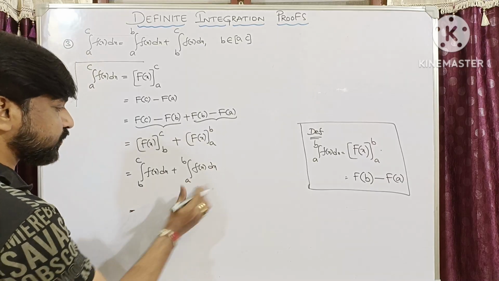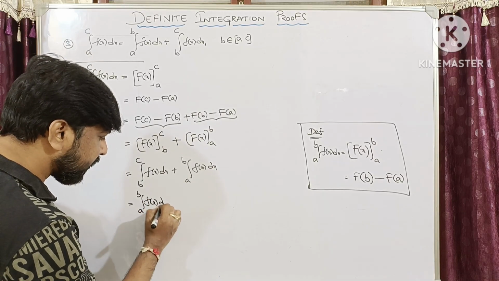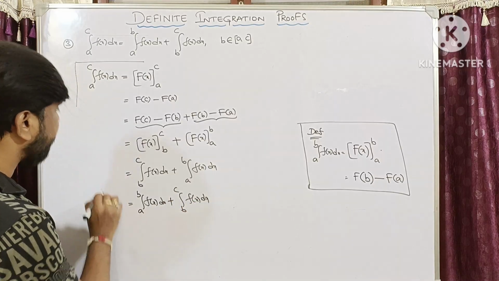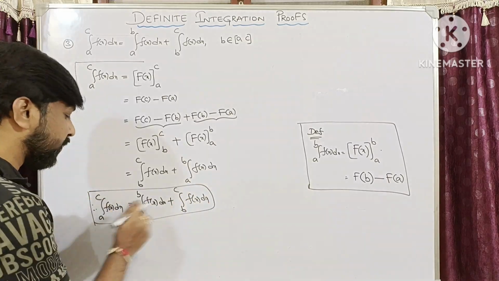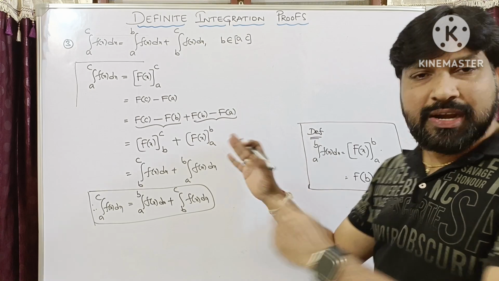Now, what can I write? Both are addition, right? So I can write first this one: integral a to b f of x dx, plus the second part, integral b to c f of x dx. What is the given data? Integral a to c f of x dx. Therefore, integral a to c f of x dx is equal to integral a to b f of x dx plus integral b to c f of x dx. Very simple proof by using the definition, friends.